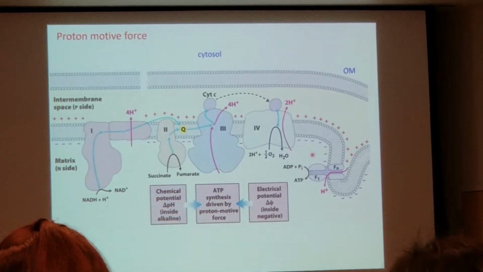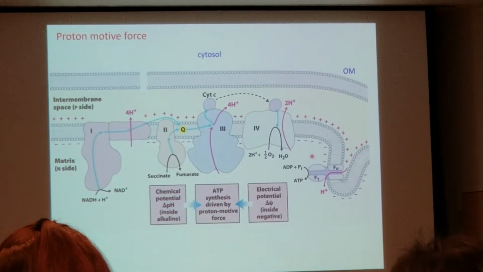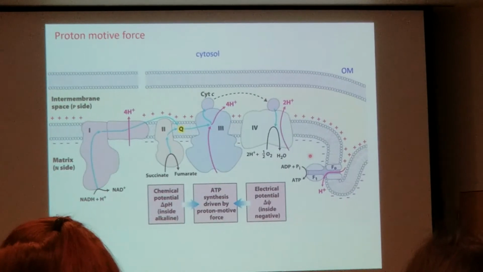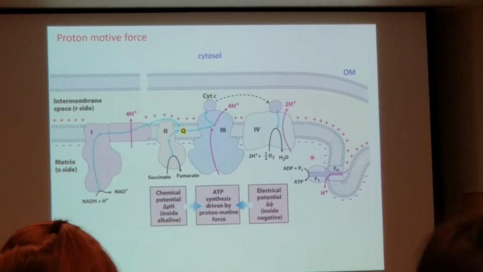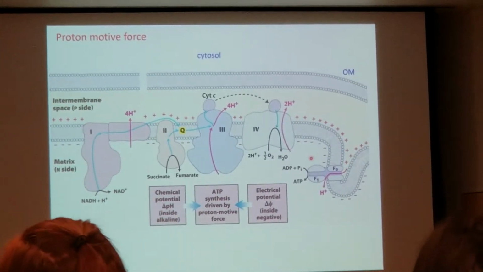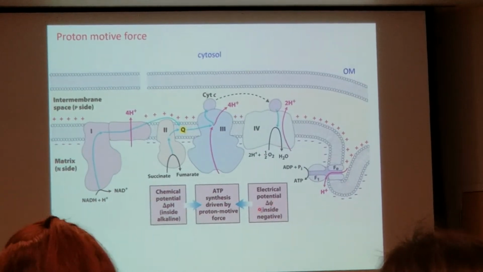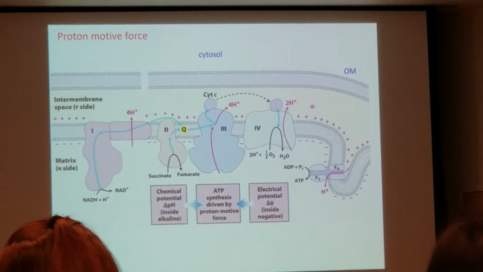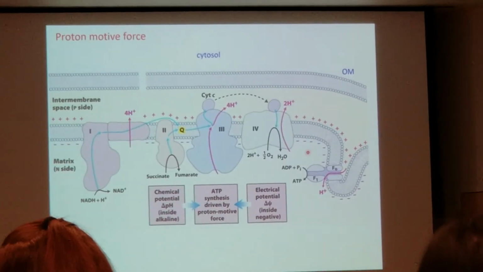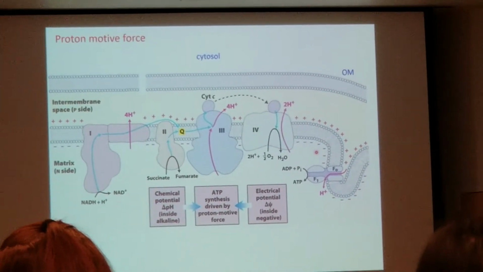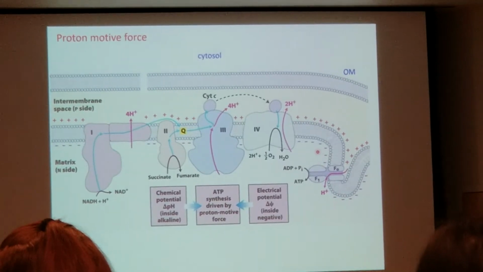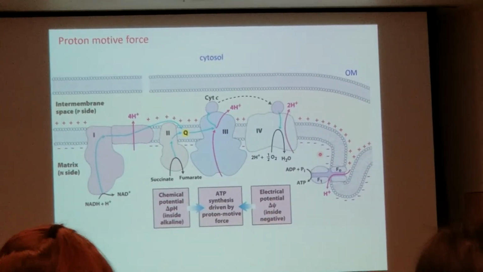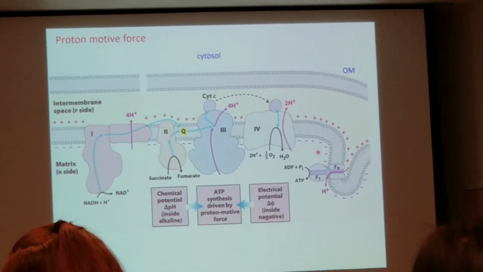Remember the Gibbs free energy equation? Delta G equals delta H minus T delta S. So T delta S is a form of energy. The second aspect, this electrical potential, delta psi across the membrane, the protons want to get across to the other side because the other side of the membrane is negative. So there's an electrostatic attraction. So both features are saying to the protons, come on back to the other side.